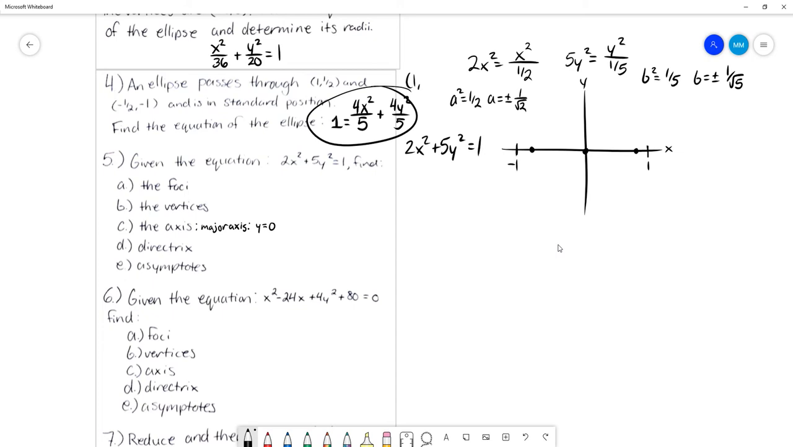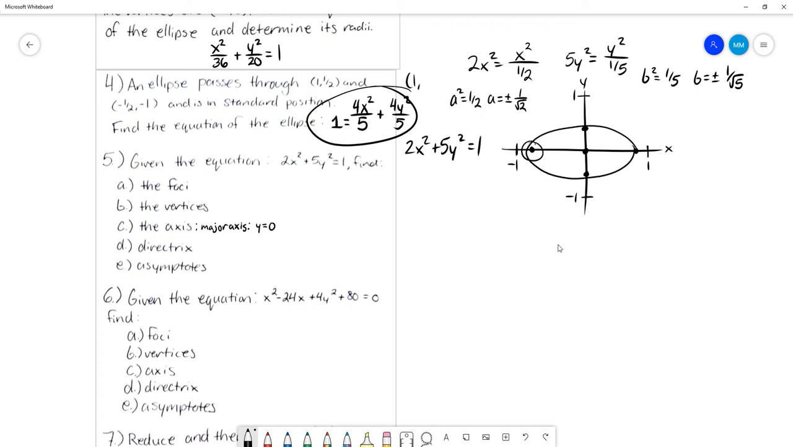But let's see, square root of 5 is obviously a little bit bigger than 2. So it's a little smaller than 1/2. So if this is 1 and this is 1/2, it's going to be somewhere around there. So our ellipse is going to look something like this. Okay, something like that. That's a little messy, but you get the gist.